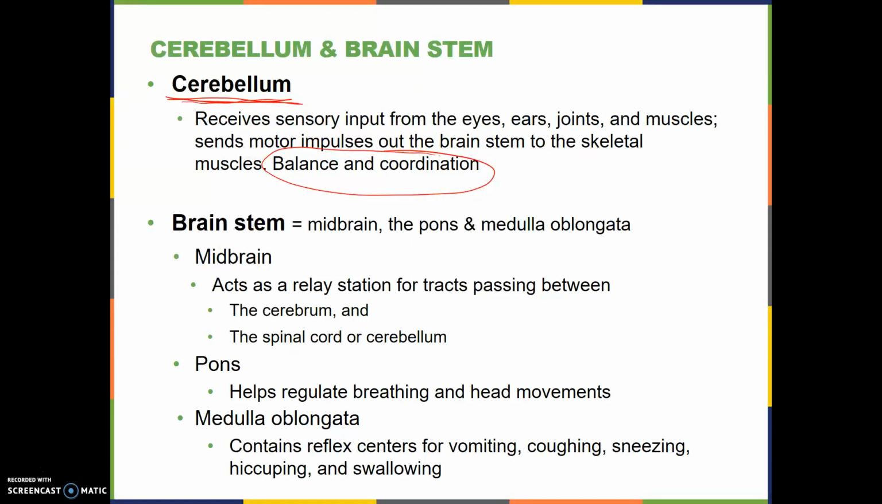So the brain stem includes the midbrain, the pons, and the medulla oblongata. The midbrain is a relay station between the cerebrum and either the spinal cord or the cerebellum. The pons helps regulate breathing and head movements, and the medulla oblongata contains reflex centers for vomiting, coughing, sneezing, hiccuping, and swallowing.